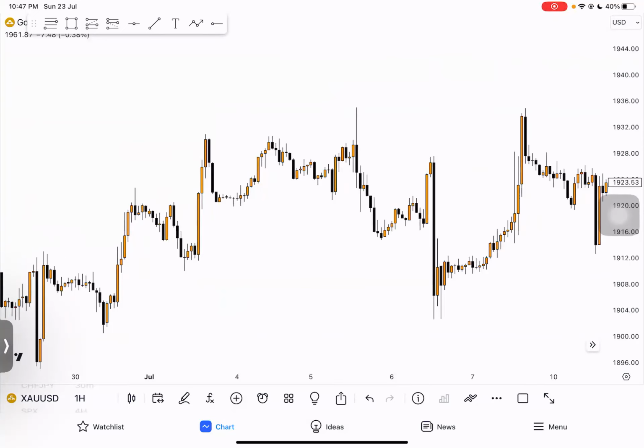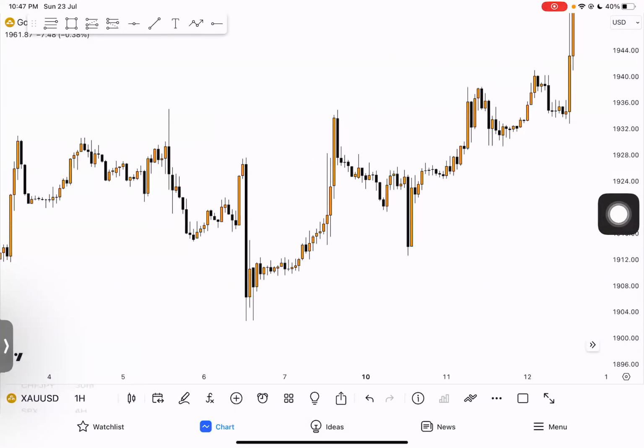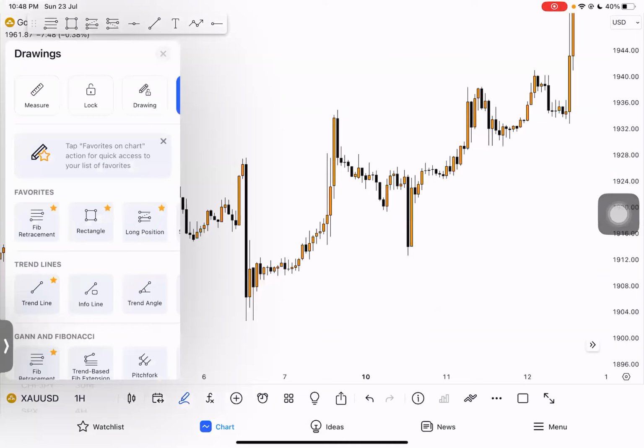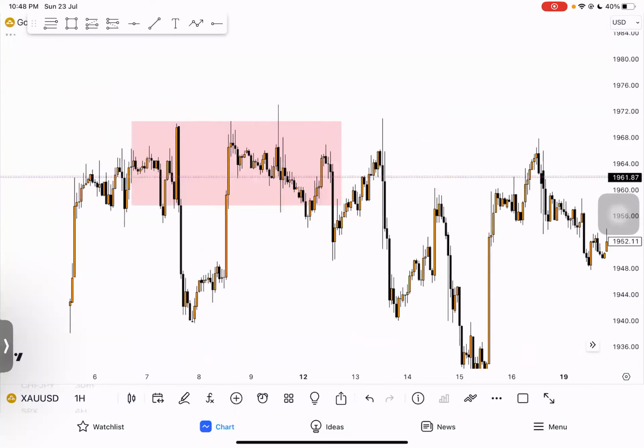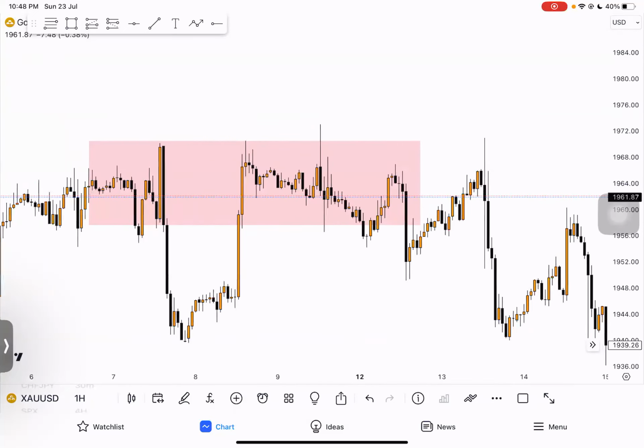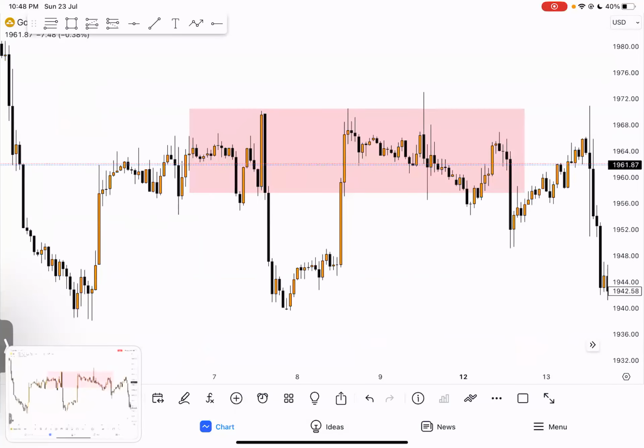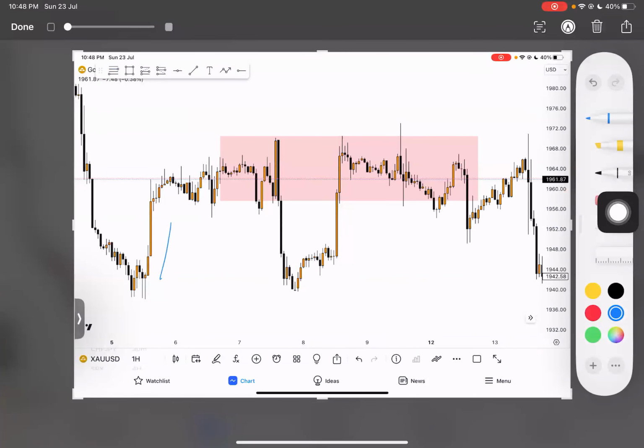Rally base drop, let me find an example for you. Okay, this one. You can see this one is the rally, this is the base, and then this one is the drop. So for you to draw the rally base drop, you can actually use the same logic: the last bullish candle before the drop.